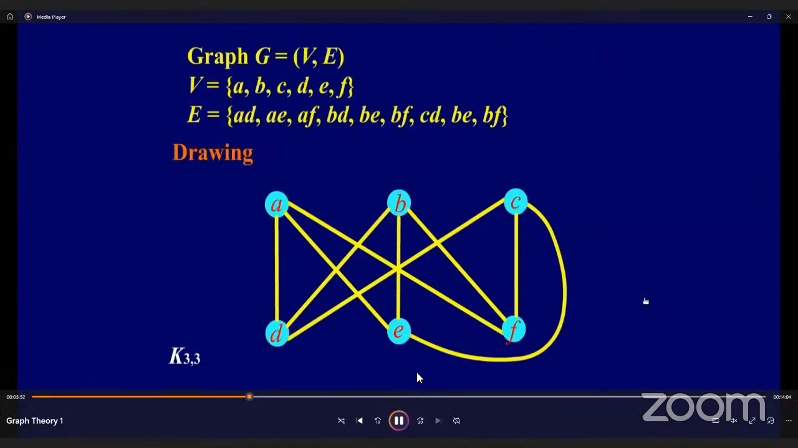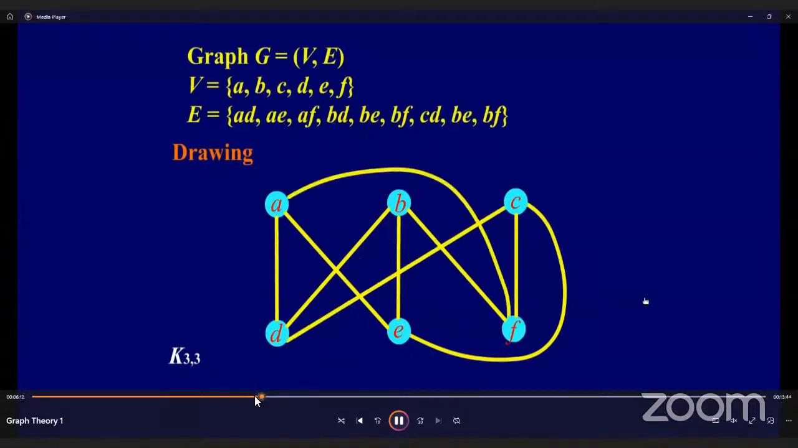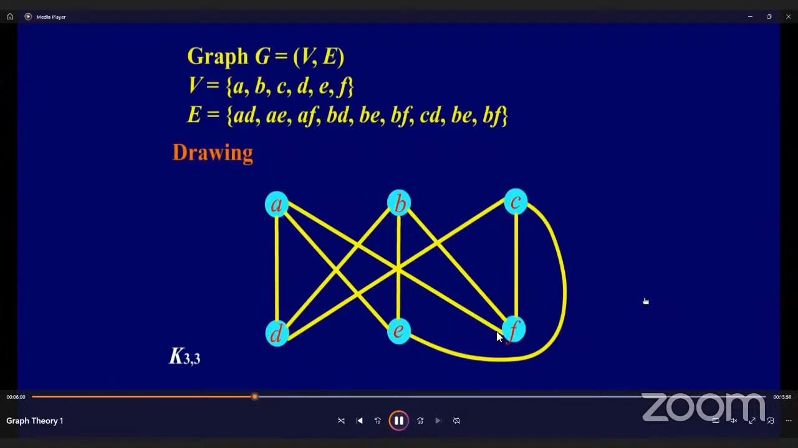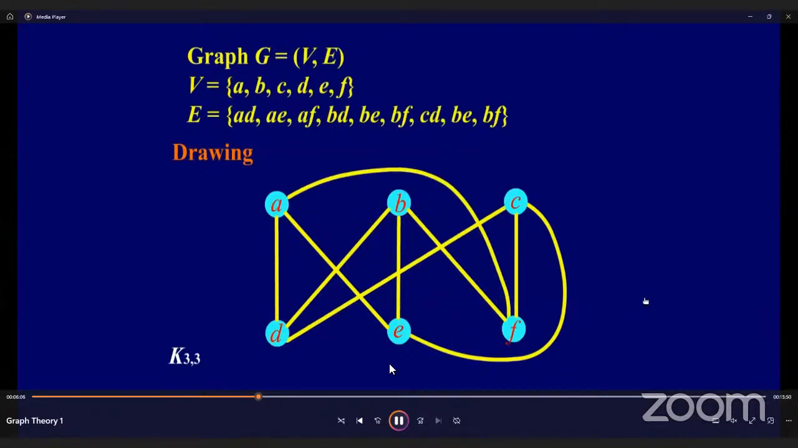Okay, then we can do some more. For example, now this edge we move to the other side, and it becomes like that. And so we now have only 1, 2, 3, 4, 5 crossings. So that reduced the number of crossings from 9 to 5.